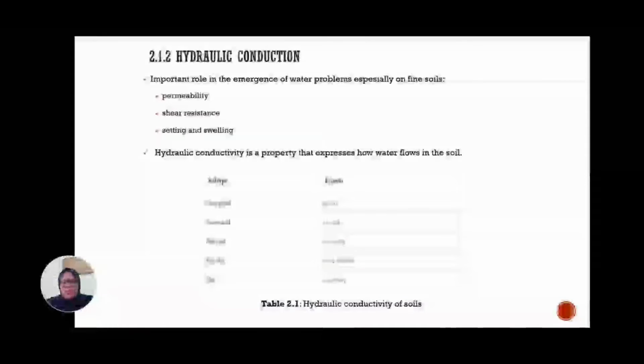So the second property is hydraulic conduction. Hydraulic conduction of clay plays an important role in water emergence problems, especially in impermeability, shear resistance, swelling and setting. Hydraulic conductivity is a property that expresses how water flows in the soil, in other words, the movement of water in the soil. From table 2.1, it shows that the hydraulic conductivity of clay is the one below, which has the smallest value, which means the movement of water in clay is much slower than in other soil.